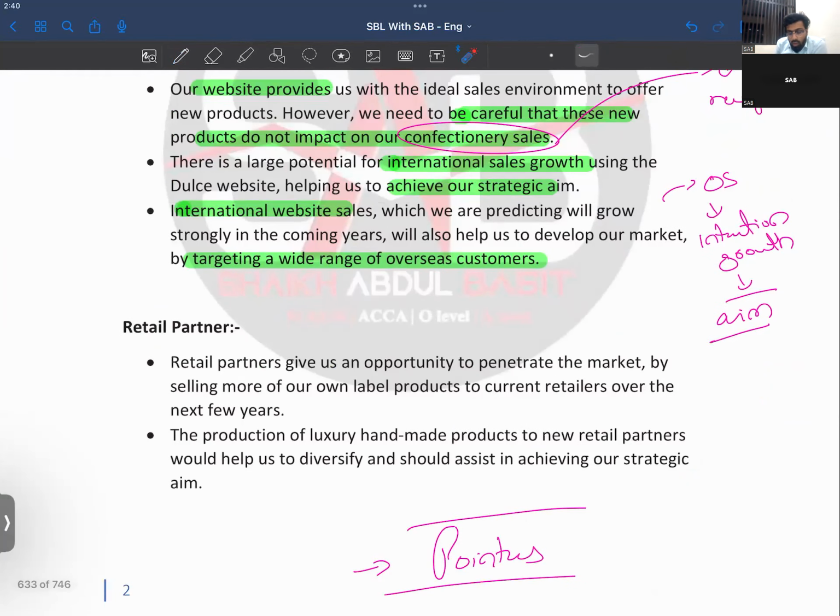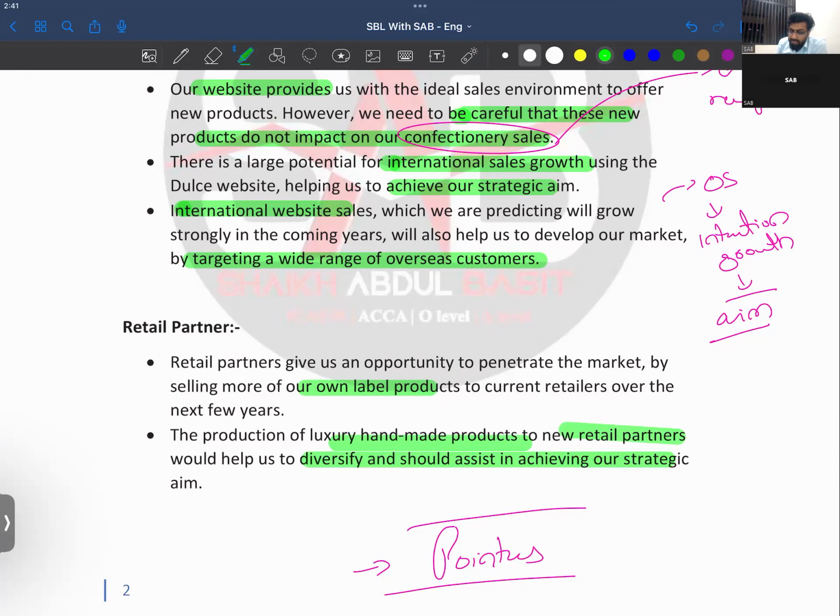Now, retail partners. If you're investing in retail partners, it gives you an opportunity to penetrate the market, right? By selling more own label products, right? Through retail partners, you can promote your own brand, and promoting an own brand is a strategic aim. You can look into the exhibits of your strategic aim. It will be in exhibit one. The production of handmade products to new retail partners helps us to diversify.